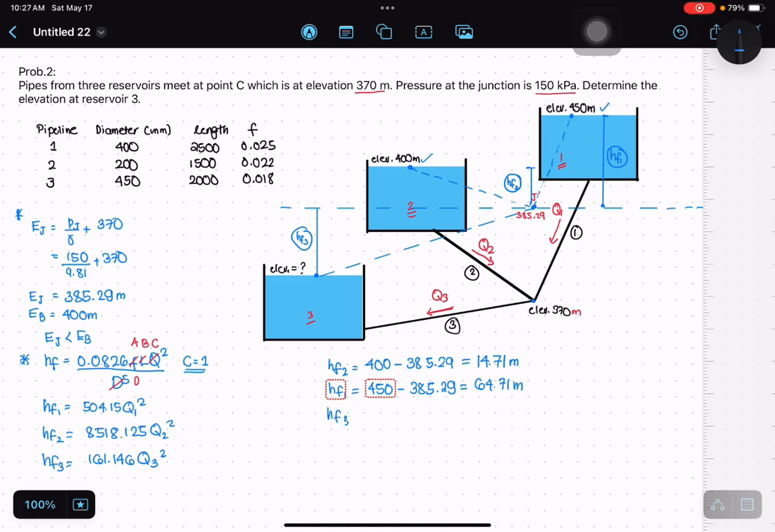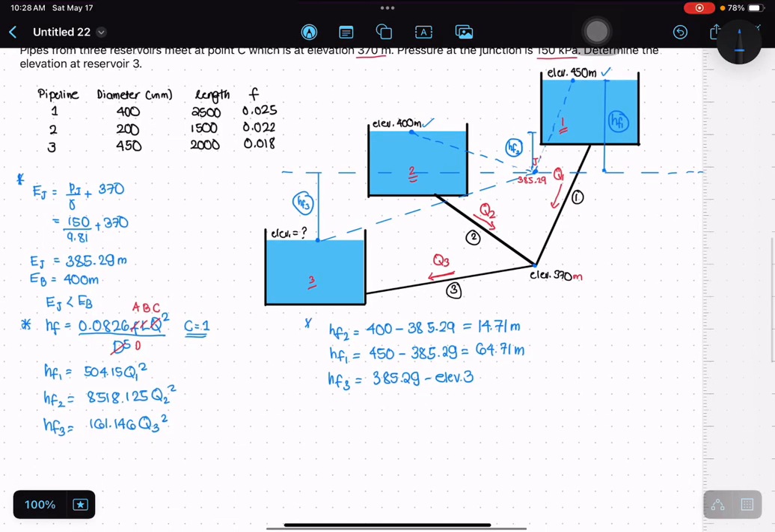And then, HF3 naman is 385.29 minus the elevation sa, let's say, point 3. Mas mataas kasi yung elevation ng J prime. Hindi pa natin alam kung ano yung elevation sa 3, so as is mo na yan na ganyan. And then, what we will do, gamitin natin itong values dito sa mga naunang nakuha natin na equation.